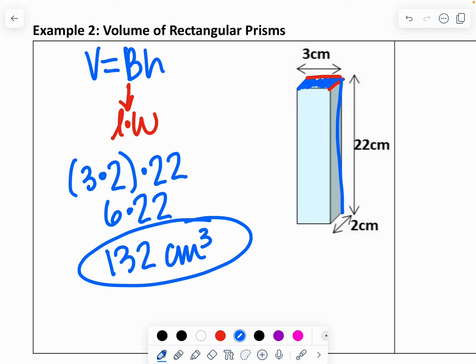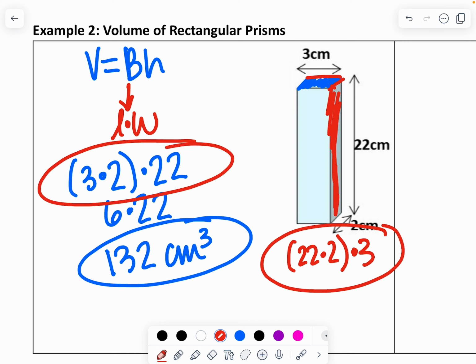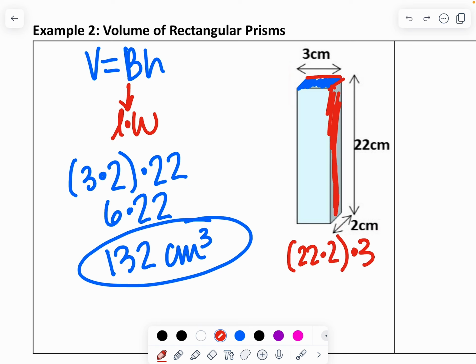So notice, we could have done the same thing if we would have used, let's say, this right side as our base, because that would have been, in parentheses, 22 times 2, and then on the outside, the height would have been 3, so it would just be 22 times 2 times 3. It's the exact same numbers as what we did, just in a different order, which would get you the same answer. You'd get 132 centimeters cubed. So you can use any face when you have rectangular prisms.